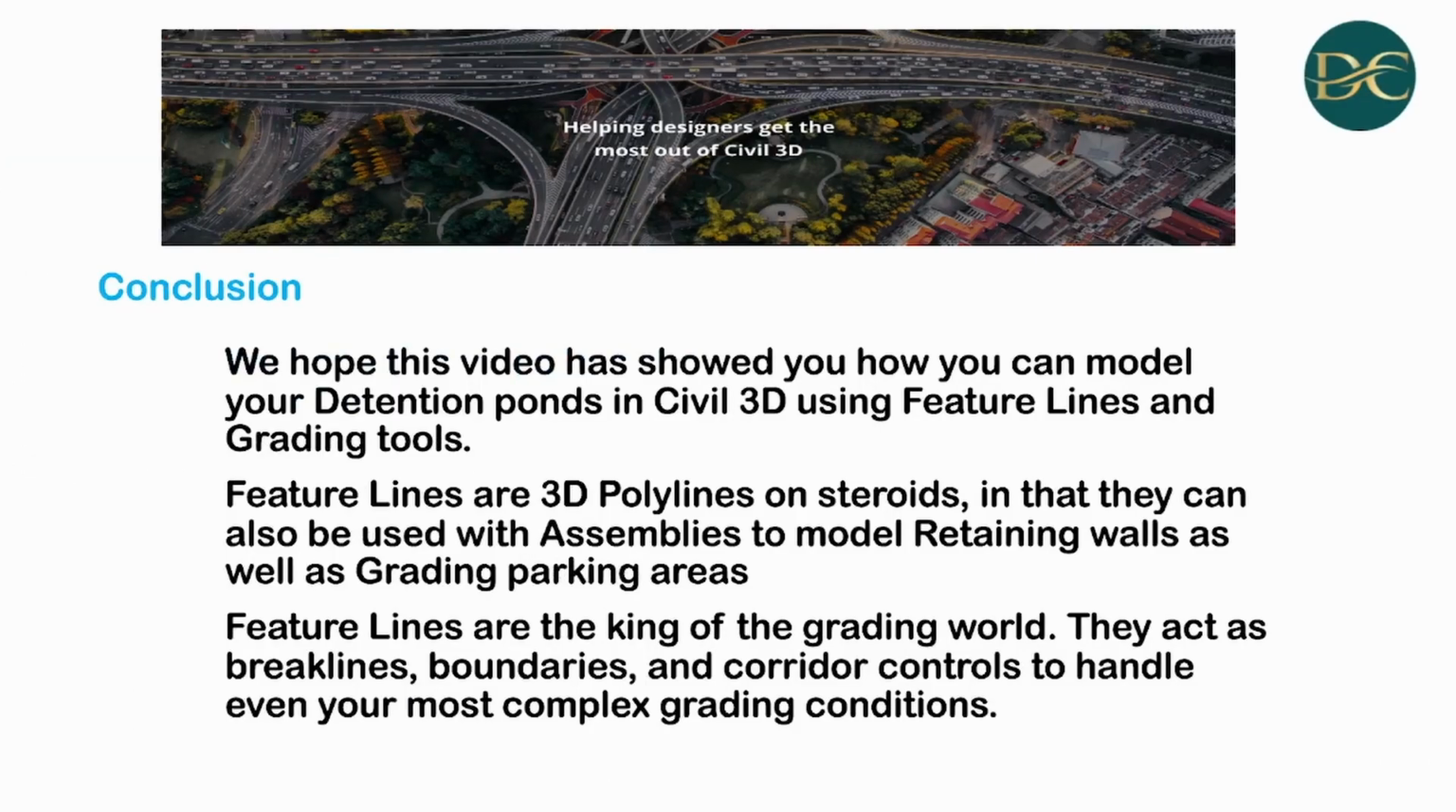We hope this video has shown you how you can model your detention ponds in Civil 3D using feature lines and grading tools. Feature lines are 3D polylines on steroids, in that they can also be used with assemblies to model retaining walls as well as grading parking areas. Feature lines are the king of the grading world. They act as break lines, boundaries, and corridor controls to handle even the most complex of grading conditions.